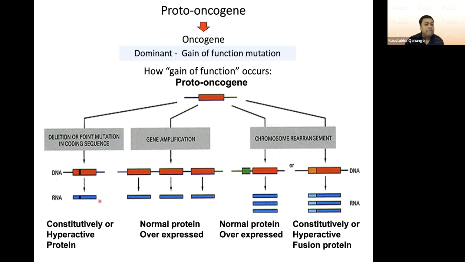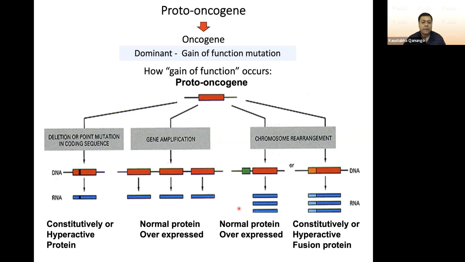Now remember that if the protein produced due to the mutation is inactive, it cannot be a proto-oncogene. This is a very important concept, and you can easily get carried away because I said that there is a mutation which produces a defective protein. A defective protein which has lost the function will not act as a proto-oncogene. So make sure that you understand that concept. It has to be hyperactive or constitutively active. It has to be more active, not inactive.